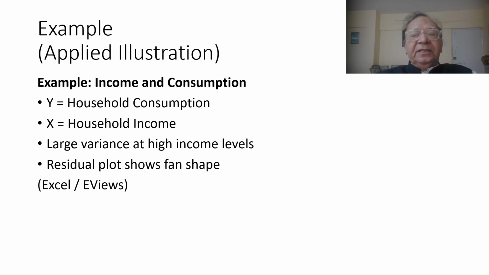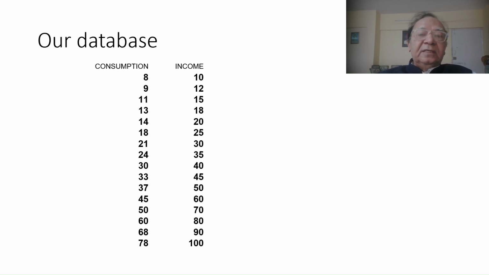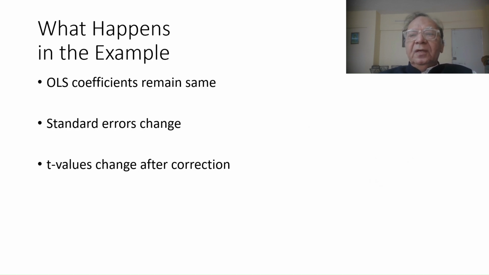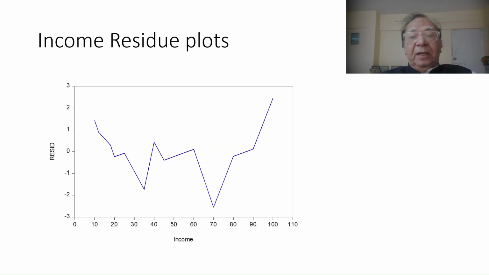Let us understand heteroscedasticity with a simple applied example. Suppose we are studying the relationship between household income and household consumption using cross sectional data. Our model specifies consumption as a function of income. We estimate this model using Excel or EViews with ordinary least squares. The estimated income coefficient is positive and statistically significant, and the overall model appears reasonable.